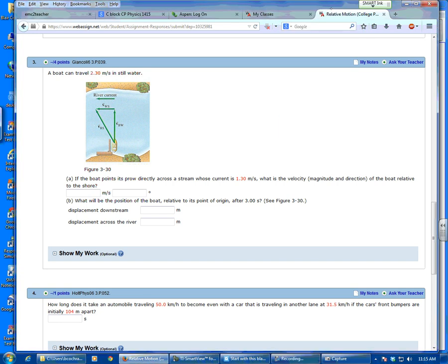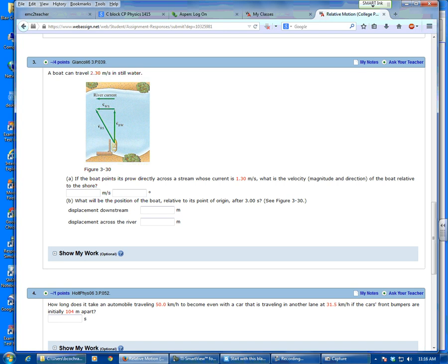Alright, so number 3 here, we've got a boat across the water. And the boat is attempting to go straight across the river, but the river is also going to add its velocity to the boat's. So you're going to end up with this resultant velocity like they've shown you here going down the river. I think the other day we talked about upriver, downriver. Everyone is clear on that? Yes? Okay, good.